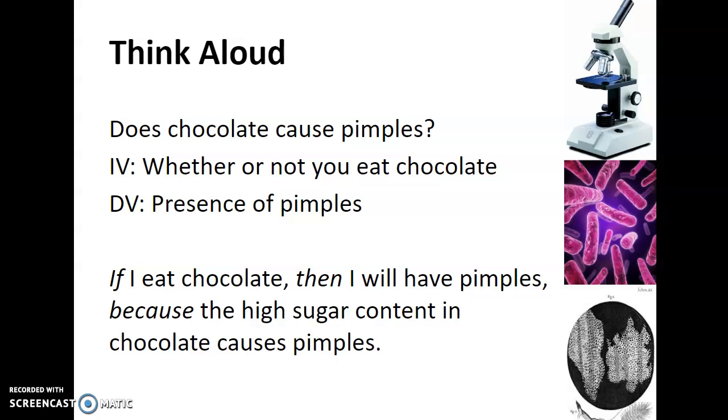So from that, I can create my hypothesis. I've determined what my independent variable is and what my dependent variable is. So really easy. If I eat chocolate, that's my IV, then I will have pimples, that's my dependent variable, because the high sugar content in chocolate causes pimples. That's my background knowledge. So my hypothesis is: if I eat chocolate, then I will have pimples because the high sugar content in chocolate causes pimples.